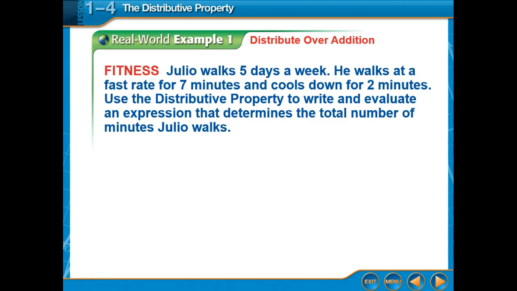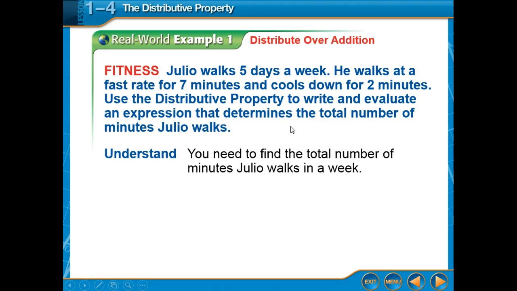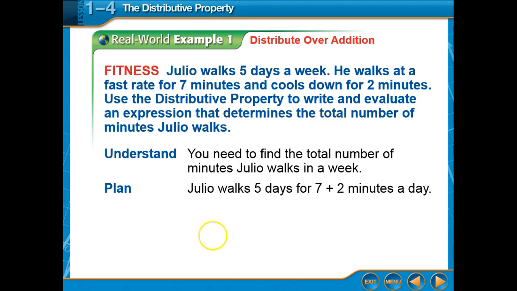Now, in answering this question, you can use any kind of strategy that you have, but if you have to use the distributive property to write and evaluate an expression, then there's a particular way to do that. First, you need to understand that you're looking for the total number of minutes that Julio walks in a week. Next, you would make a plan.